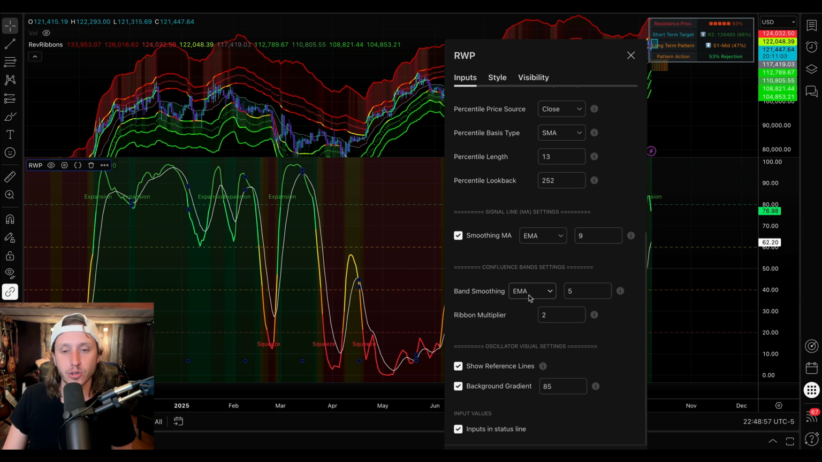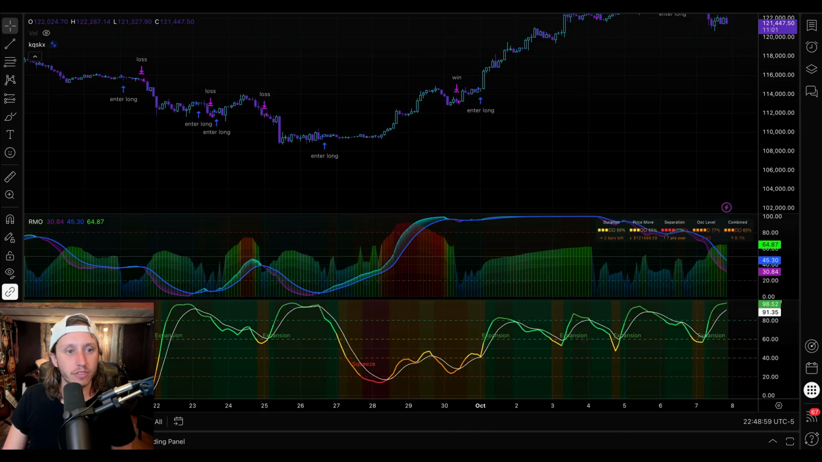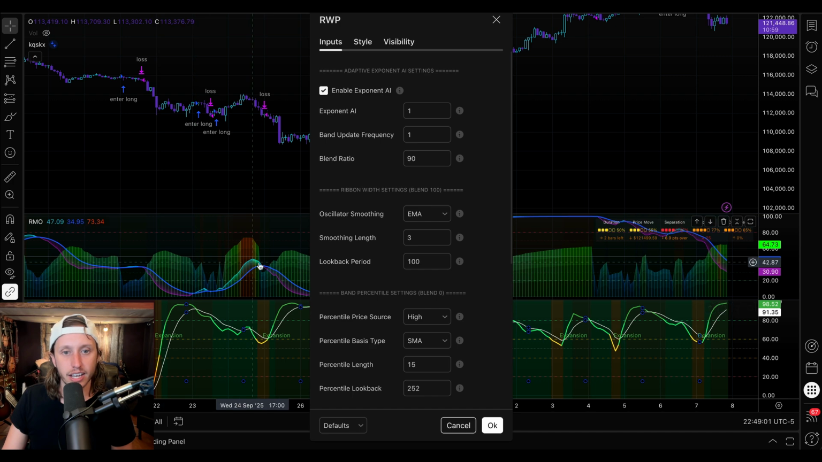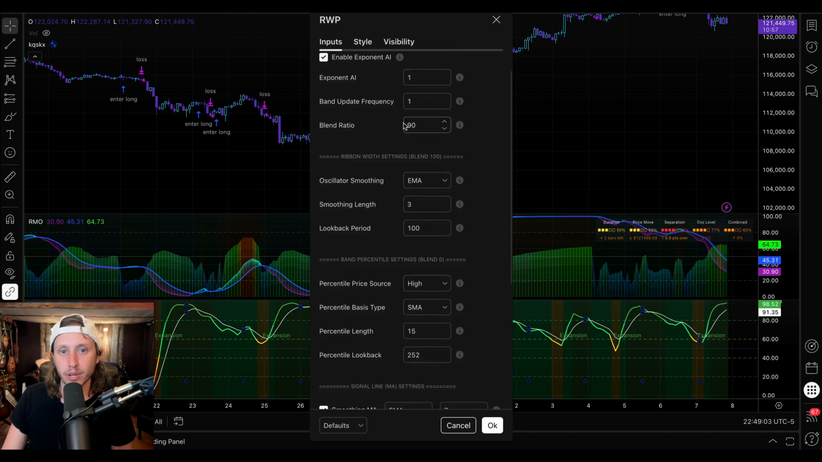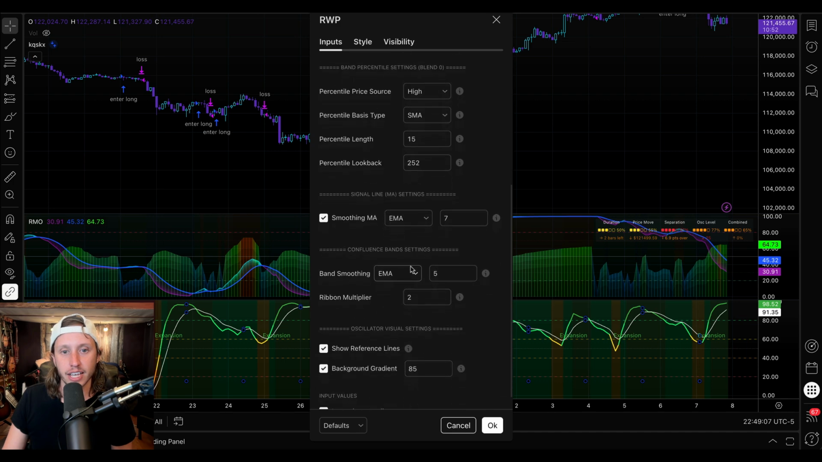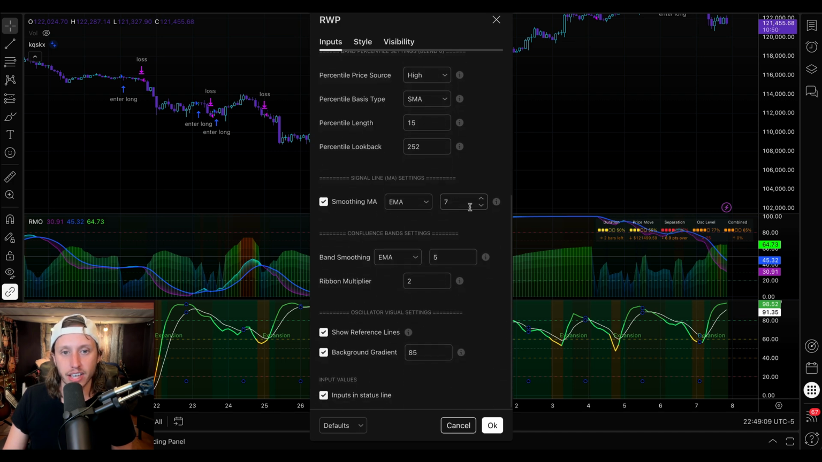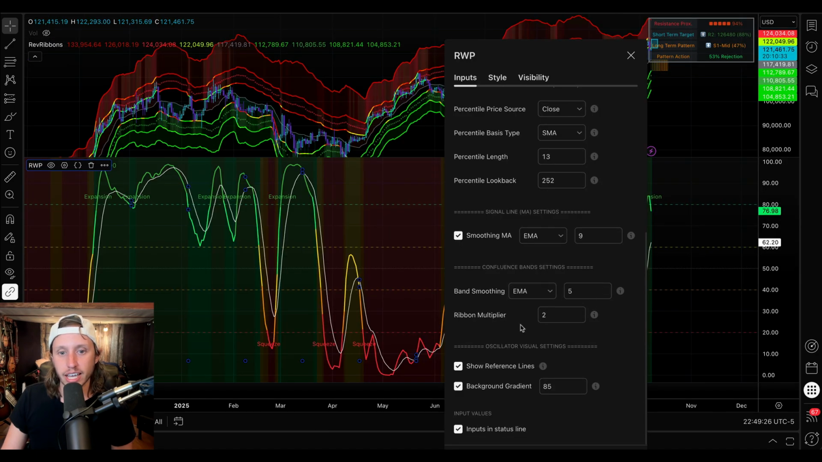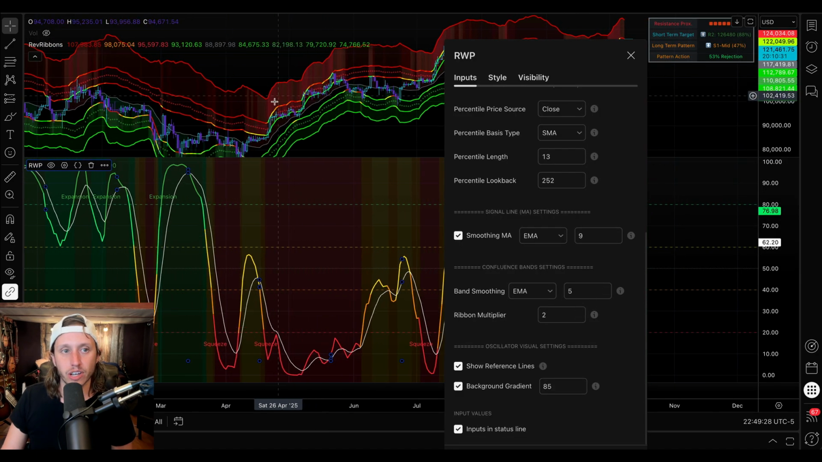So I think on the 2-hour time frame, I'll look really fast over here at my settings. I think I had... the blend was really high. It was at 90, 15 for the second percentile. I did take my smoothing down to 7, but I don't actually think I used that for the smoothing moving average. I did use the band smoothing at 7 and the multiplier at 2. So I think those were the default settings. Those are, again, pretty self-explanatory. If you watch the ribbons video, you'll understand what those do.